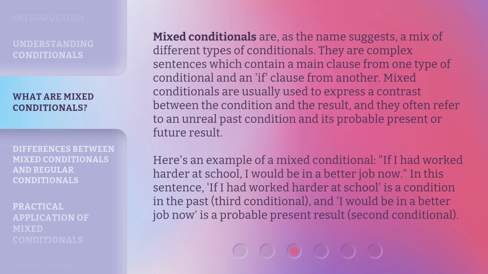Here's an example of a mixed conditional. If I had worked harder at school, I would be in a better job now. In this sentence, if I had worked harder at school is a condition in the past, third conditional, and I would be in a better job now is a probable present result, second conditional.